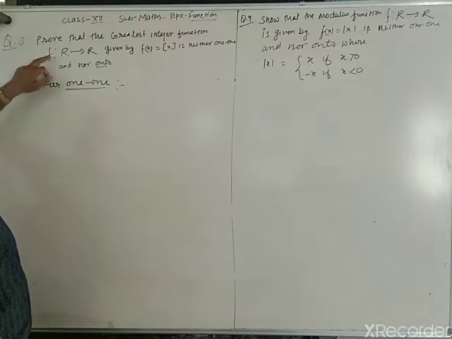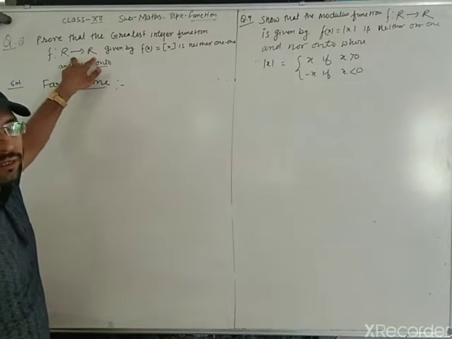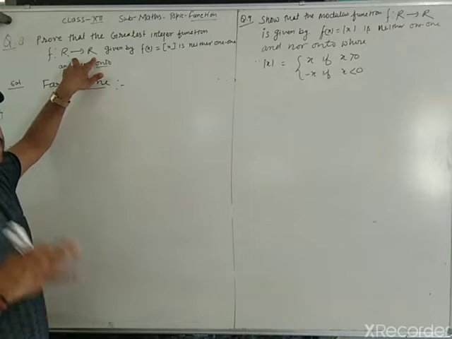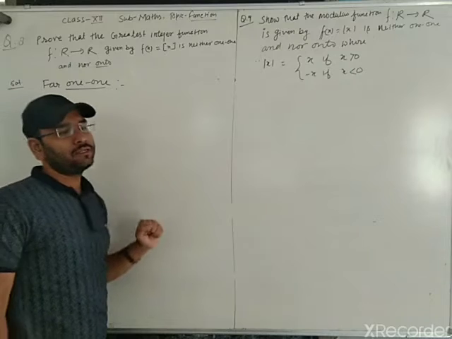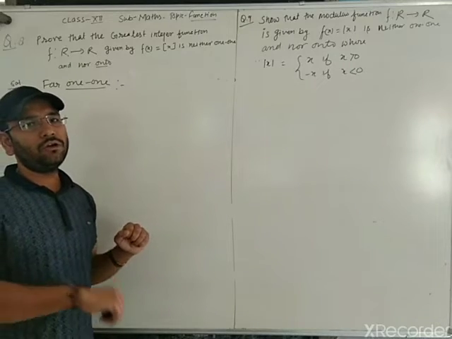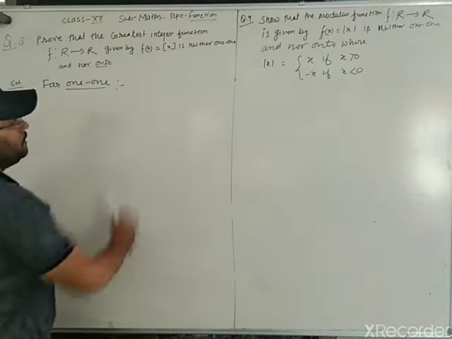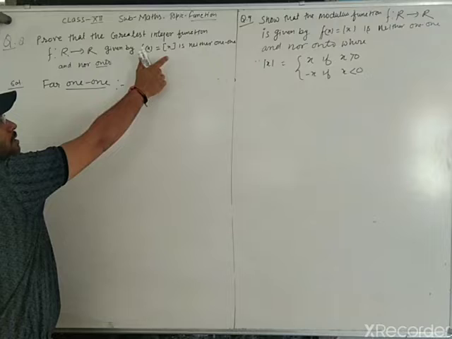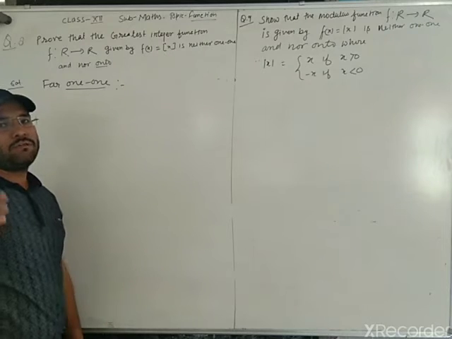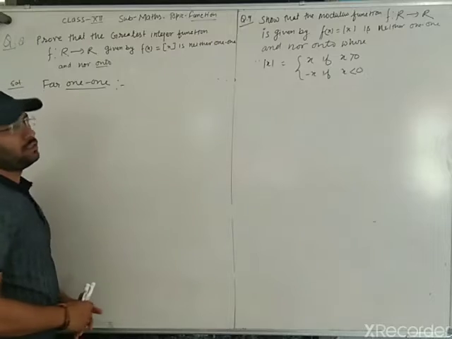First, prove that the greatest integer function from real numbers to real numbers, it means the domain is real numbers and the codomain is real numbers, given by f(x) = [x], is neither one-one nor onto. Clear? So we have already discussed this greatest integer function. If you don't know what kind of function this is, you can see my previous video, then you will be clear about the greatest integer function.